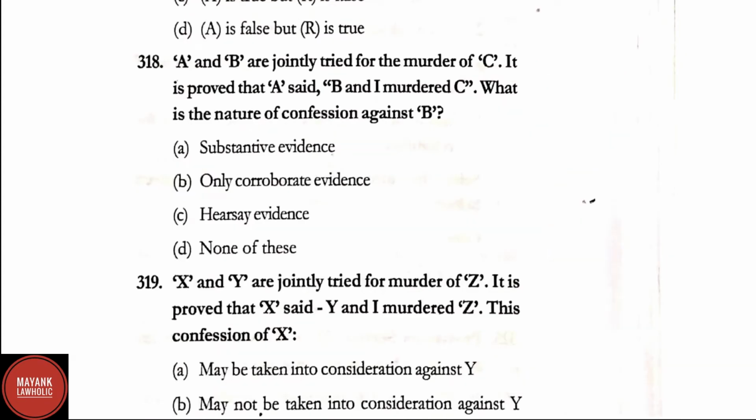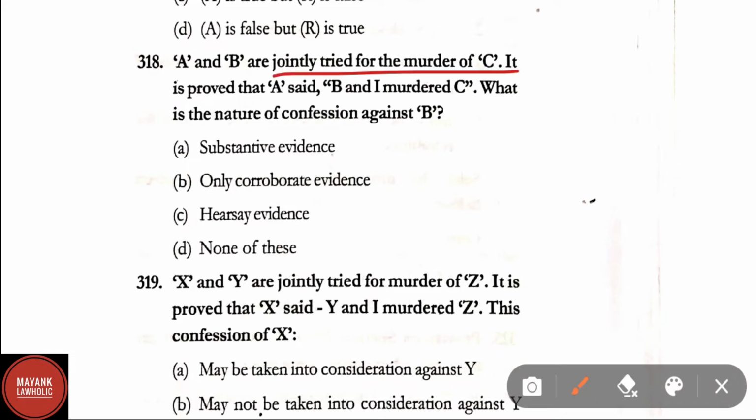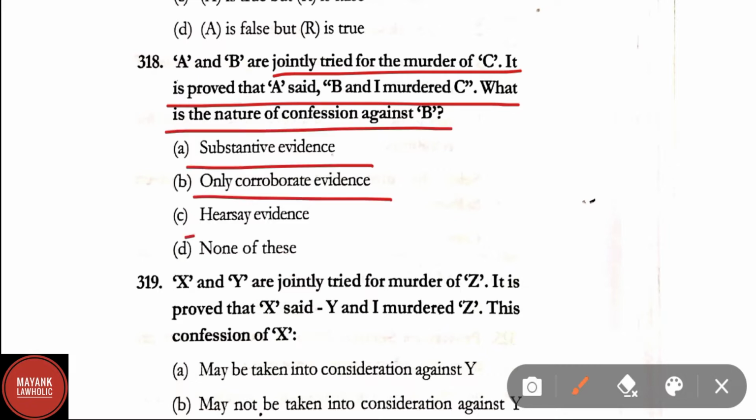Question number 318. A and B are jointly tried for the murder of C. It is proved that A said B and I murdered C. What is the nature of confession against B? Option A, substantive evidence. Option B, only corroborative evidence. Option C, hearsay evidence. And option D, none of these. Here correct answer is option B, that is only corroborative evidence.